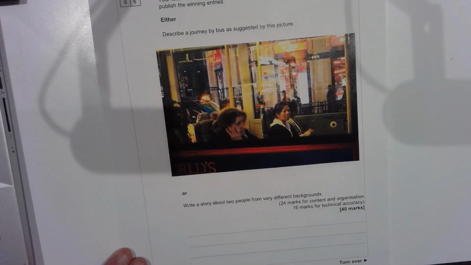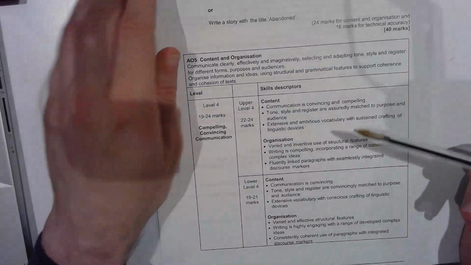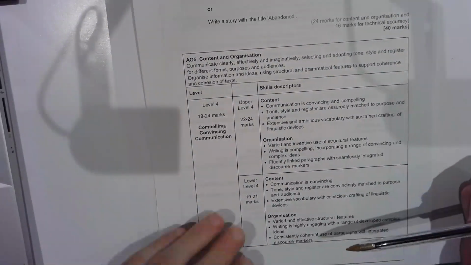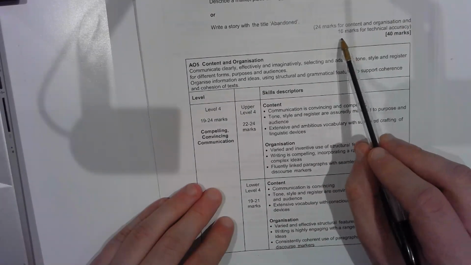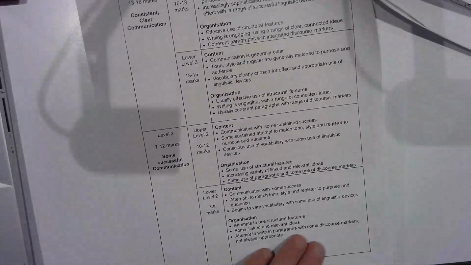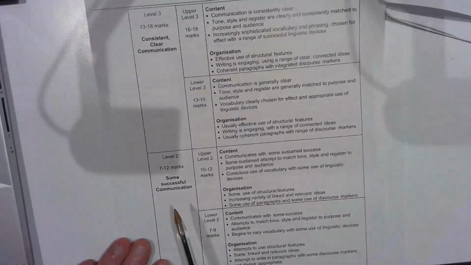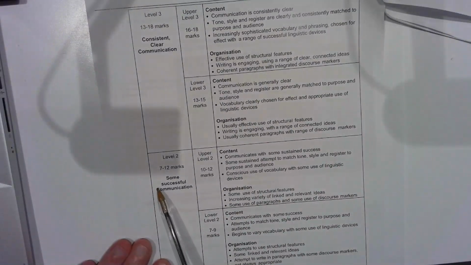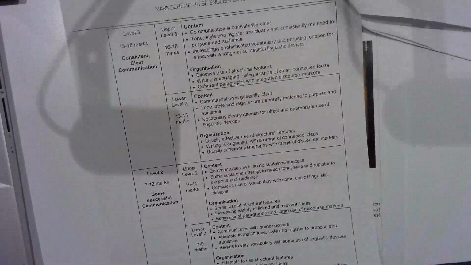So first thing to know, just looking quickly at the mark scheme really, what we tend to find with students doing language paper 1 question 5 is that, remember, you get a mark out of 24 for your content and organisation and a mark out of 16 for your technical accuracy. Most students tend to come in with a mark of between 7 and 18 for their content. Some successful communication, some good attempts at it, or consistent clear communication, are quite easy to achieve on this mark scheme, I think, really.